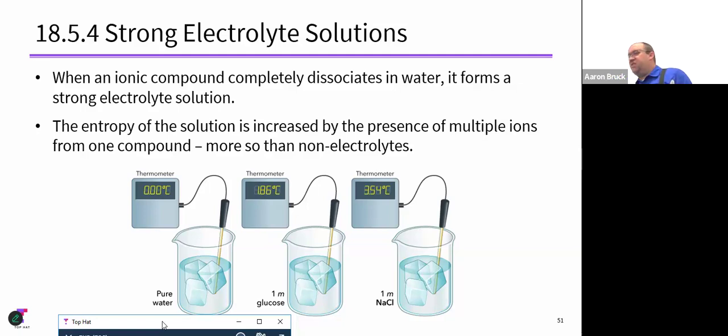So even just a simple example like this, where we've got freezing water at equilibrium. We'll notice that in pure water, the value is 0 degrees. In glucose, it drops down to negative 1.86 degrees. In the sodium chloride, it drops down to negative 3.54 degrees. Even though the concentrations are the same, we see that the impact is not the same. So what's going on here?